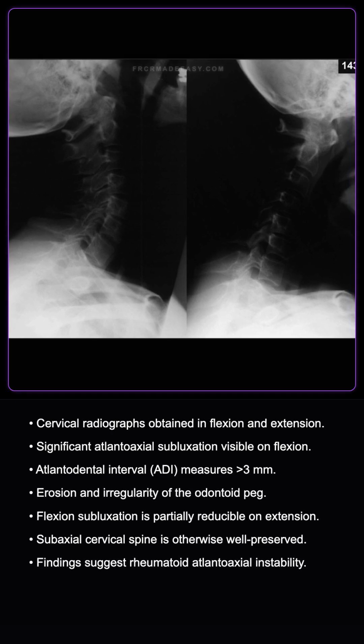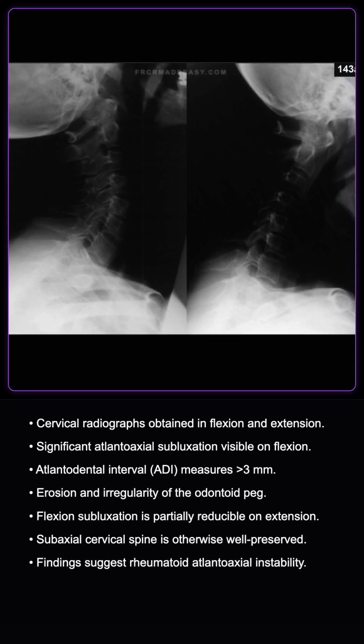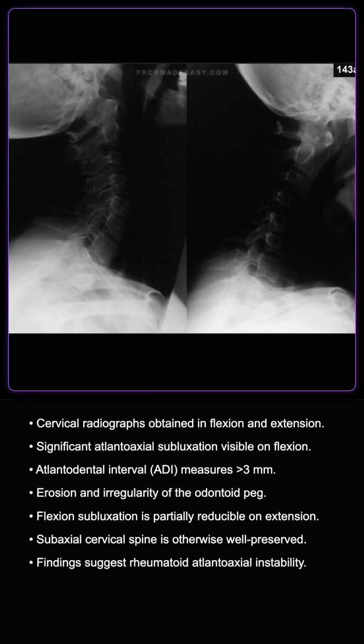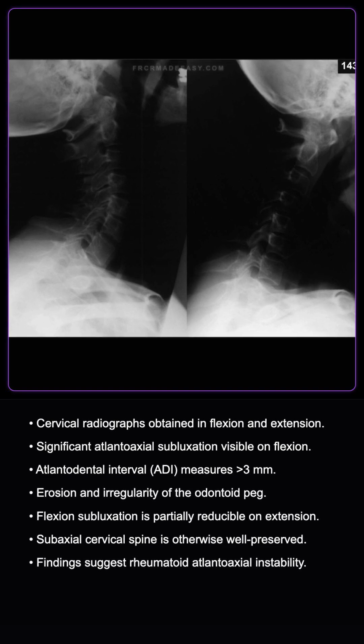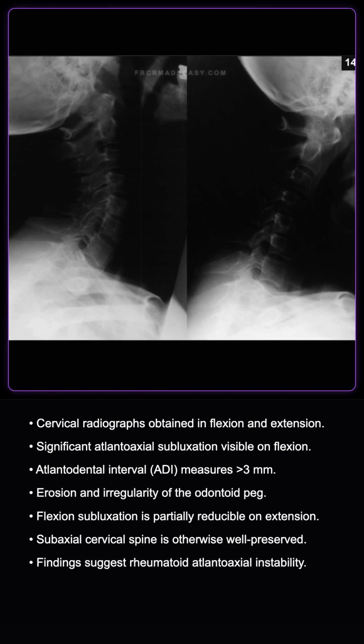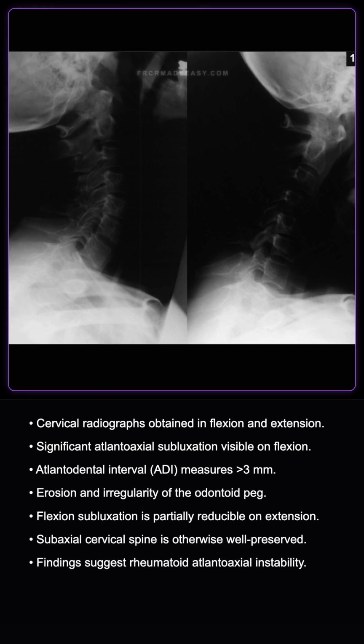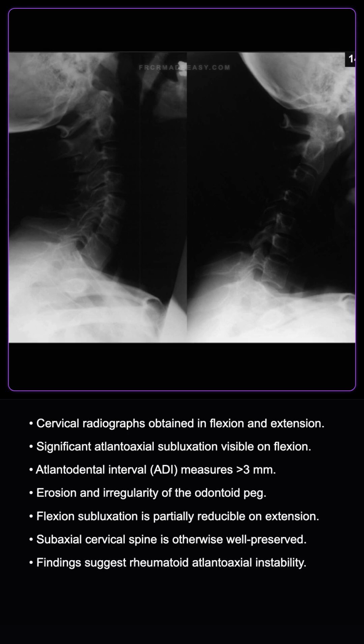On the flexion view, there is significant widening of the atlantodental interval, indicating acute atlantoaxial joint subluxation. The distance between the posterior aspect of the anterior arch of the atlas and the anterior aspect of the odontoid peg measures well over 3 millimeters. The odontoid peg itself shows irregular margins, consistent with partial bony erosion.